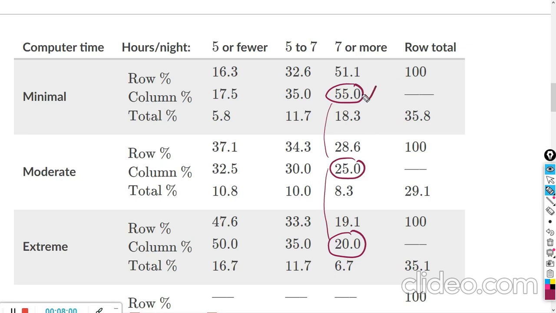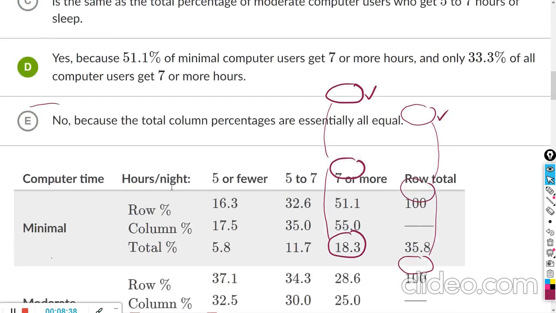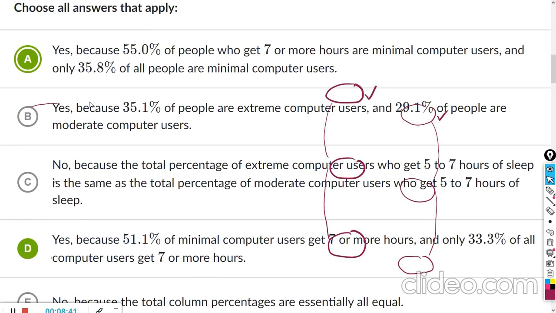Now, that could just be because they surveyed more minimal computer users, okay? However, if you look at these three percentages right here, those also add up to 100, okay? And the percentage of minimal computer users they surveyed is 35.8. So since this is greater than this, that means the minimal computer users are still more likely to get 7 or more hours than the other guys. Okay, so I think that one is true as well. So answer A is true.